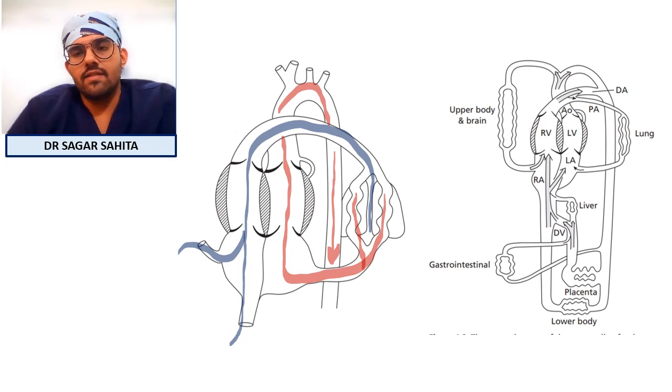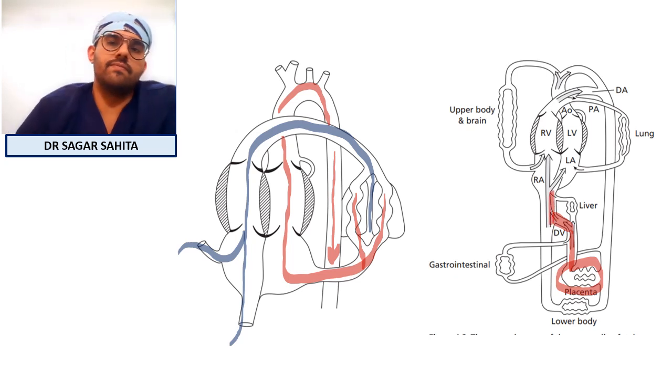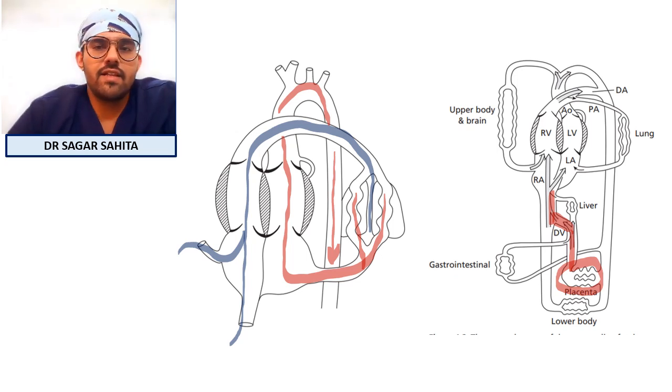But in the fetus, the placenta is the source for all the nutrients and the oxygenated blood. The oxygenated blood comes via the umbilical veins and via the ductus venosus joins the IVC. This is the first thing which is peculiar about the fetal circulation, the ductus venosus.